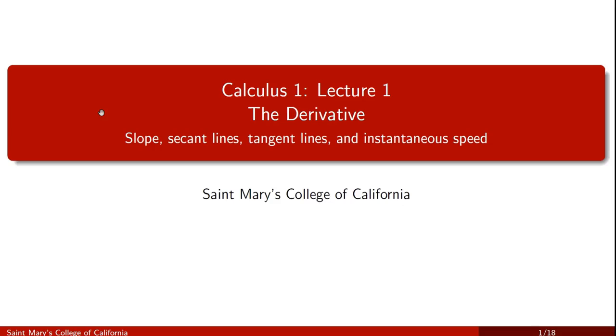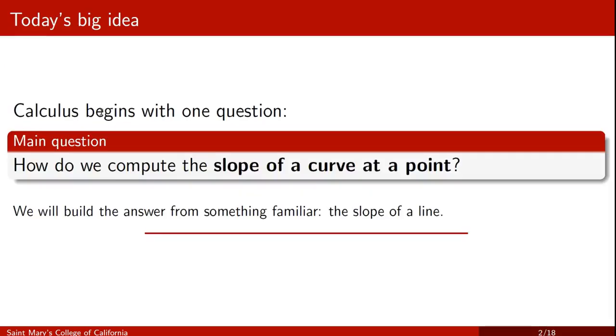Today we're going to do an overview of a lot of the stuff that's coming for a good chunk of the semester. In particular, we're looking at an introduction to the derivative. We're going to look at that via the slope of secant lines, tangent lines, and how that relates to instantaneous speed. Okay, so let's dive in.